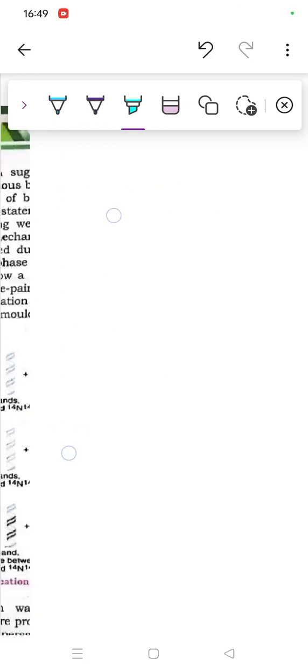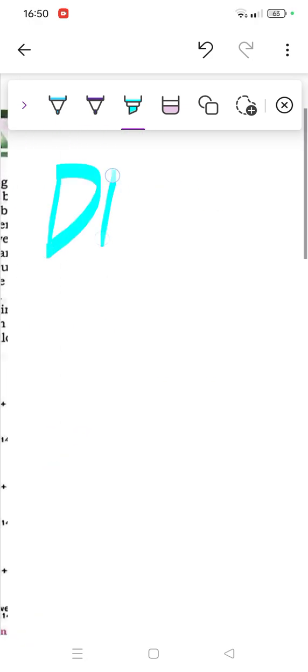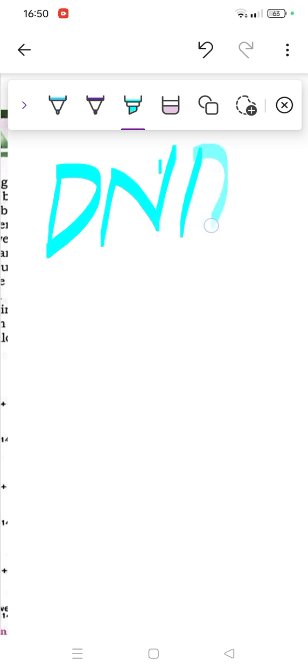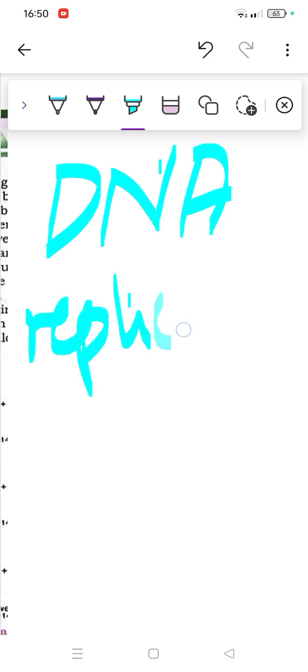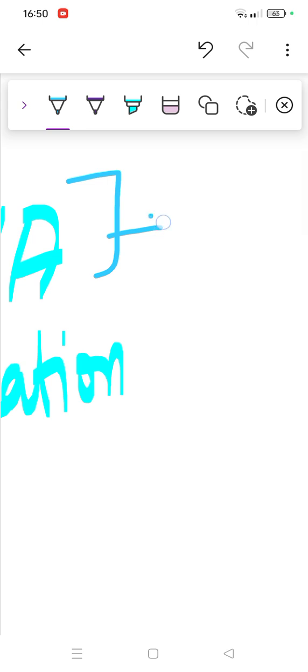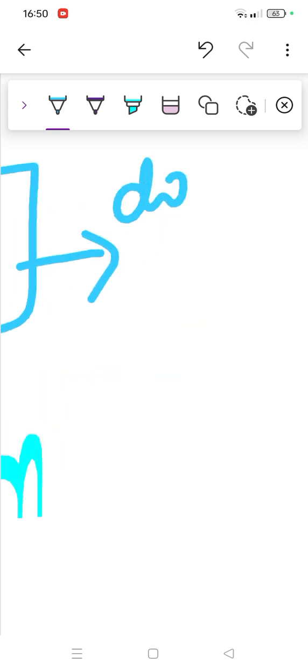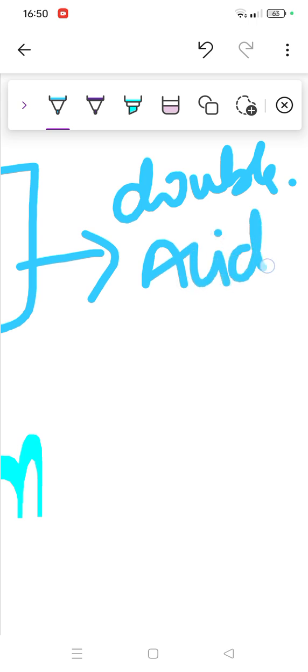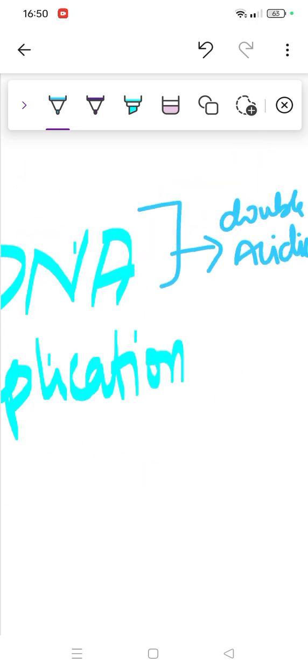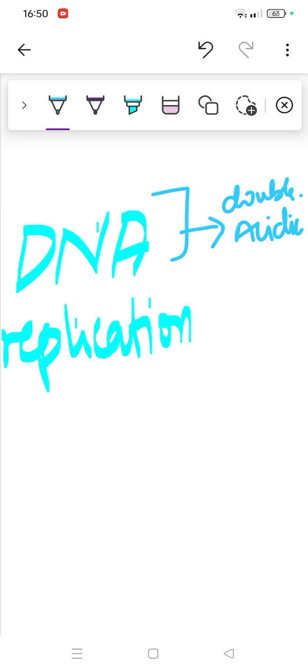So today we'll go with another interesting topic, which is about DNA replication. If we talk about the real meaning of this DNA, we know it's a double helix structure, which is acidic in nature. We discussed this in the packaging of DNA video as well, and a separate video for a complete description of DNA.